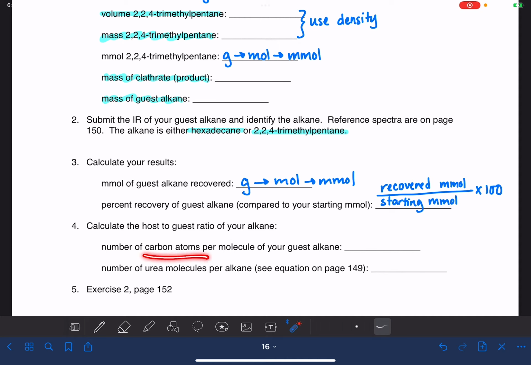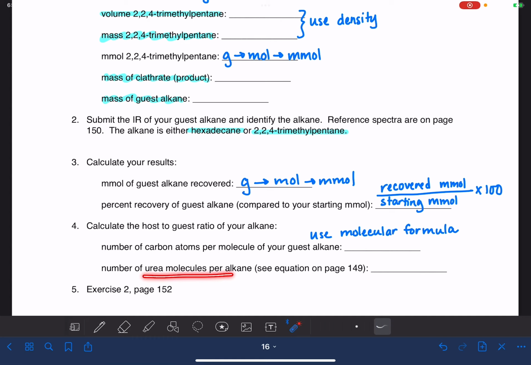Calculate the host to guest ratio of your alkane. First of all, the number of carbon atoms per molecule of your guest alkane. How are you going to come up with that? Use the molecular formula. You know what your guest alkane is at this time. You've identified it. So look up the molecular formula for that particular alkane, and that's going to tell you how many carbon atoms you have.